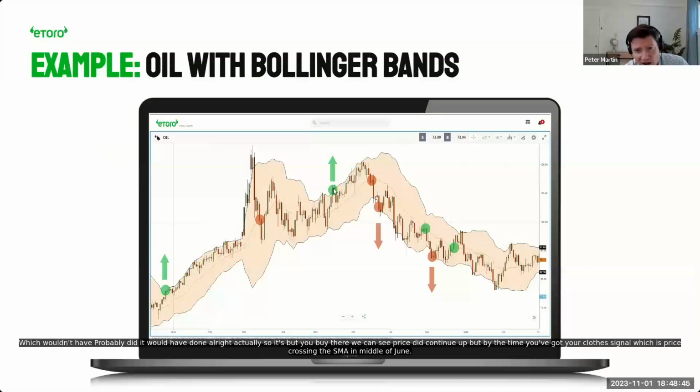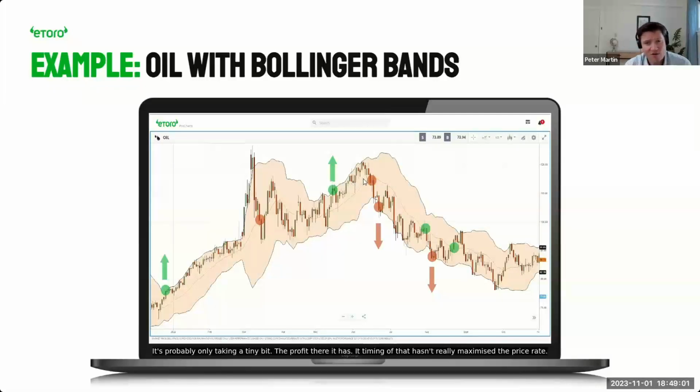And then we can see in May, we got another buy signal, which would have done all right, actually. You buy there, we can see price did continue up, but by the time you got your close signal, which is price crossing the SMA in the middle of June, you're probably only taking a tiny bit of profit there. The timing of that hasn't really maximized the price move. And then we get a sell signal in late June, and then we get the closing green circle where it crosses back above the SMA. So that'll be a buy indication to close your position.